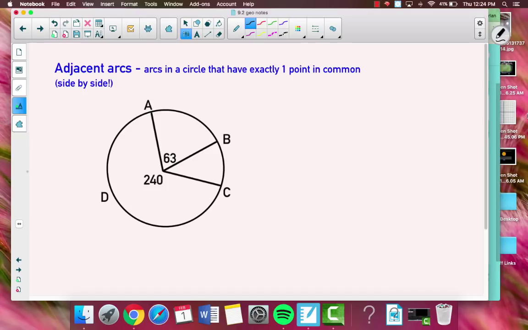All right, the next vocab word that we'll need to know is adjacent arcs. The word adjacent is not new. We talked about that lots last semester. All these are arcs in a circle that have one common endpoint.